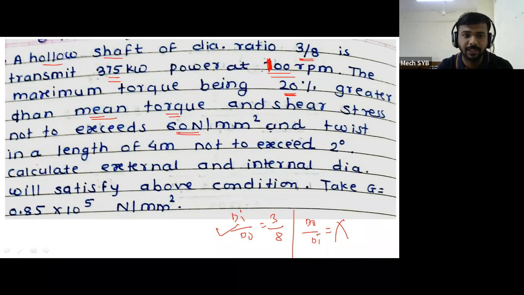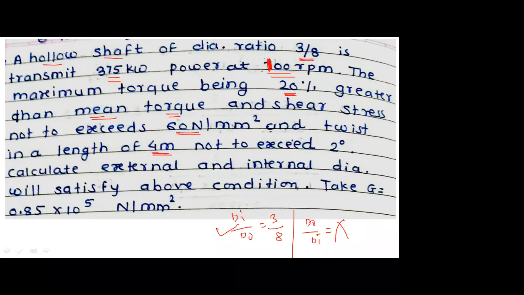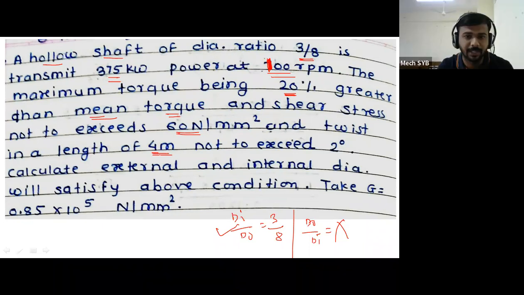And the twist in a length of 4 meter. The length of the shaft is given as 4 meter and the twist not to exceed 2 degree. How to check the problem? In the statement, if they are mentioning the length of shaft and angle of twist in degree, then you have to understand that we have to solve that particular problem based on angle of twist also. And that twist is given as 2 degree. Full stop. Calculate external diameter and internal diameter which will satisfy the above condition.